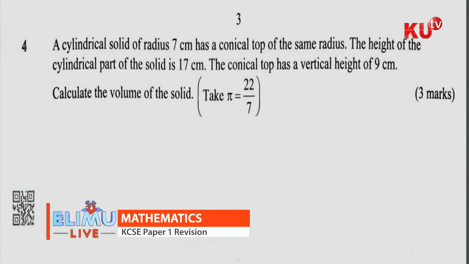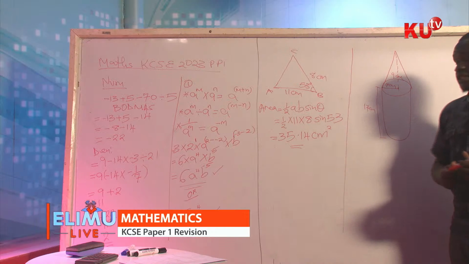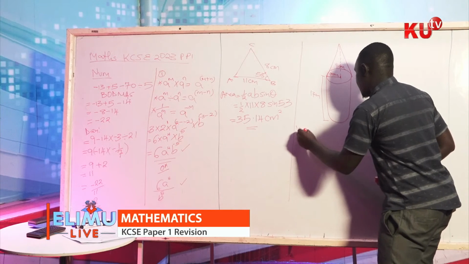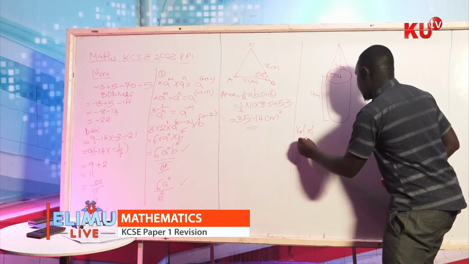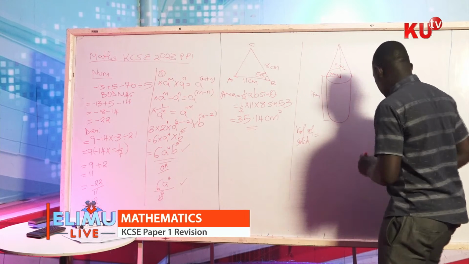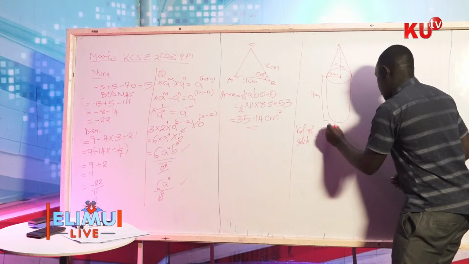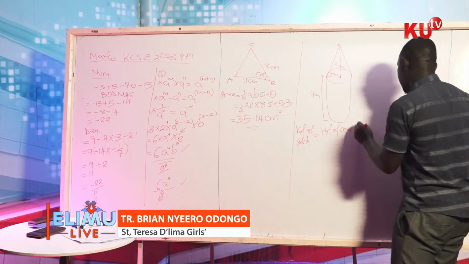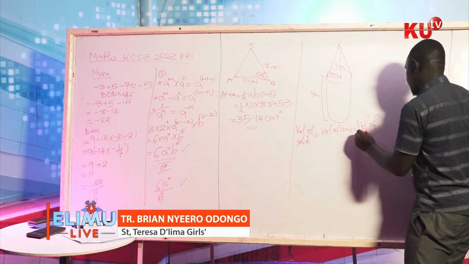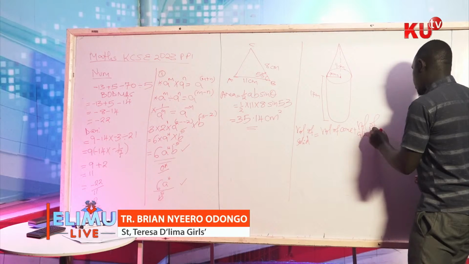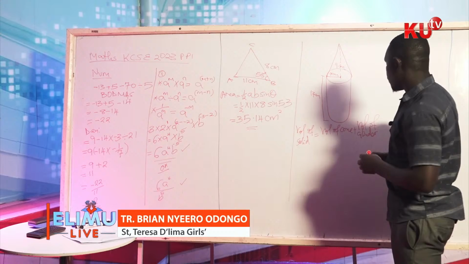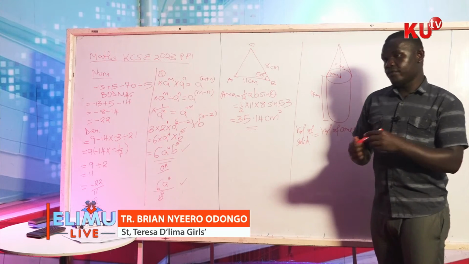How do you get the volume of this solid? Because we have two figures, the volume of the solid will be given by volume of the cone plus volume of the cylinder. So you come and write your formula here. Volume of this solid is equals to volume of the cone plus volume of the cylinder. Volume of the cone plus the volume of the cylinder, dear students, will give you the volume of the solid. So first of all, let's get the volume of the cone.